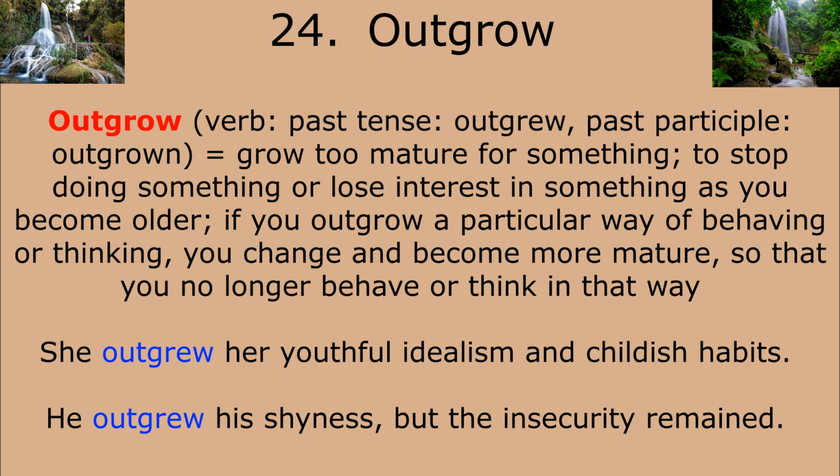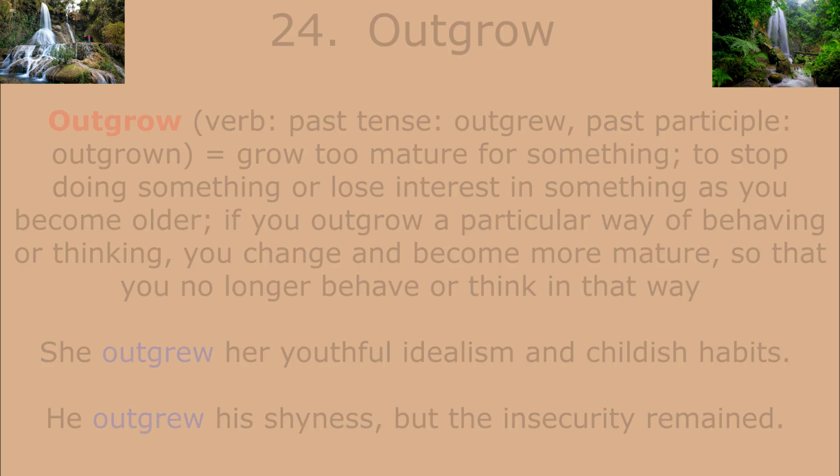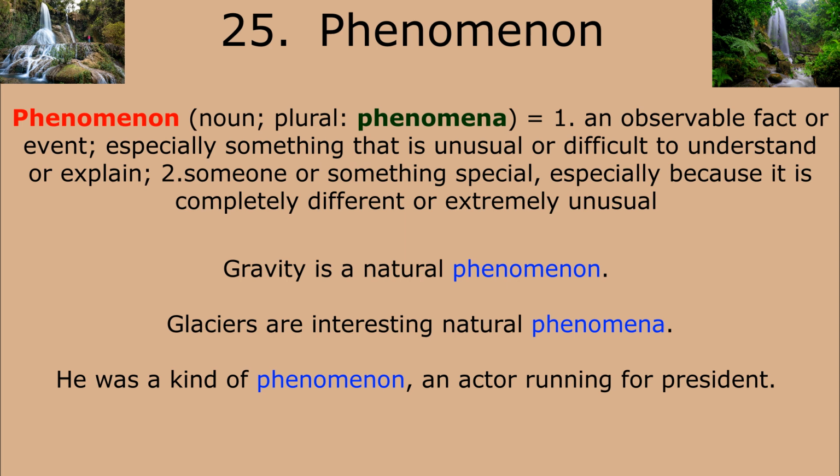For example, she outgrew her youthful idealism and childish habits. He outgrew his shyness, but the insecurity remained. Let's go on to the next word. The word number 25 is the word phenomenon. Phenomenon is an observable fact or event, especially something that is unusual or difficult to understand or explain.